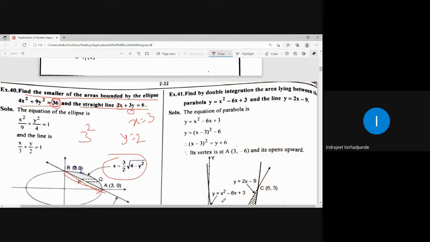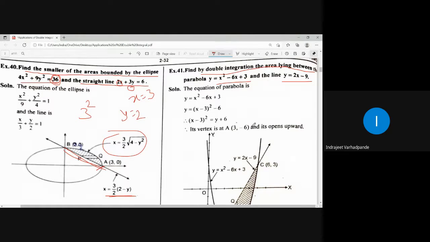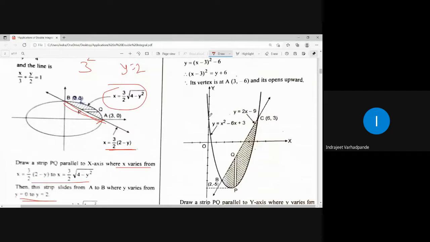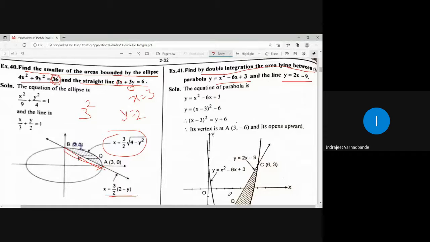Again, find by double integration the area lying between the parabola and the line. Now this particular parabola we are not aware of, so how will we know how it looks? The curve of the parabola is looking like this. What you do, simply take certain values of x: x is equal to 0, x is equal to 1, x is equal to 2, x is equal to 3. Take positive values. Okay, you will get different values of y. Just like plotting a graph, join the points.